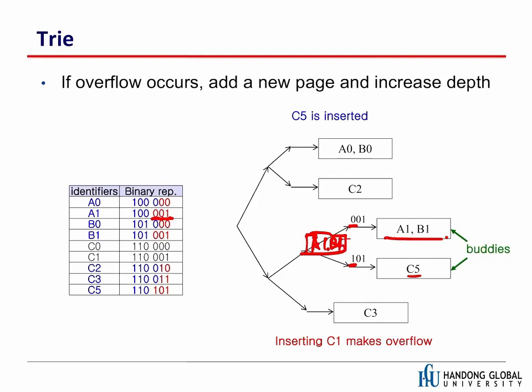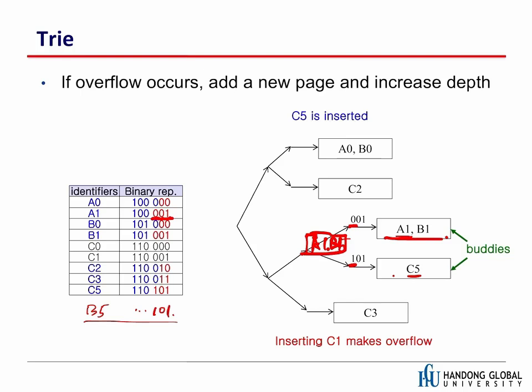Okay, let's assume that b5 has something 101. Then we're going to have a1 here, and b5 and c5 will be in the new bucket. Anyway, we can split this bucket into 2 buckets, and then we can have all the identifiers. Good, there's no problem here.